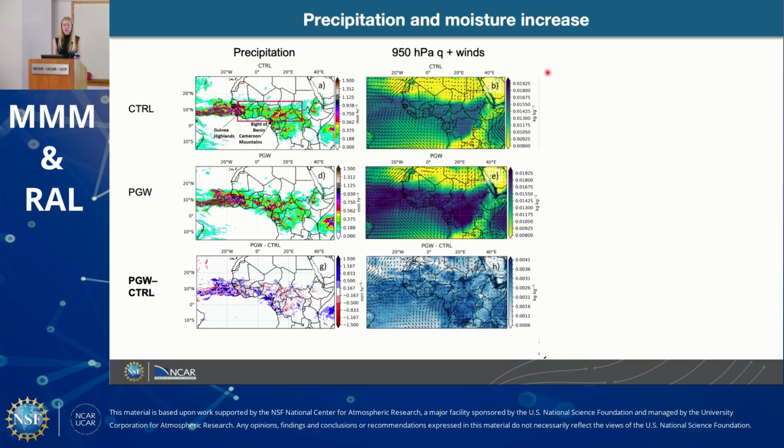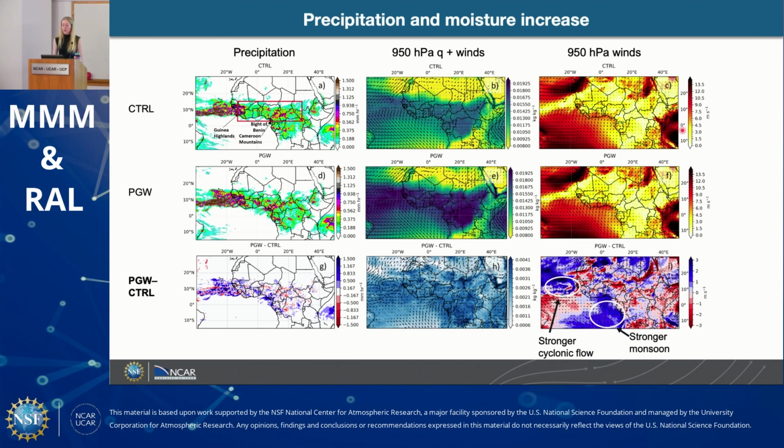We also looked at changes in the low-level moisture and winds, which is shown in this plot. If you look at the difference, you see that there is a pretty significant moisture increase, especially over that West African monsoon region. And then if we just plot the low-level winds by themselves, we can look at some of the changes in magnitude and direction. So we see from the southwesterly flow here that there is a stronger monsoon impinging upon the coast. And we also see stronger cyclonic flow offshore, possibly indicating stronger African easterly waves.